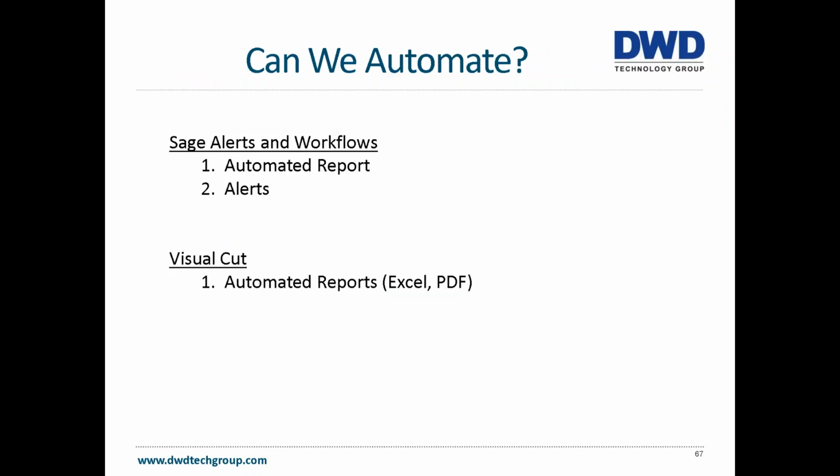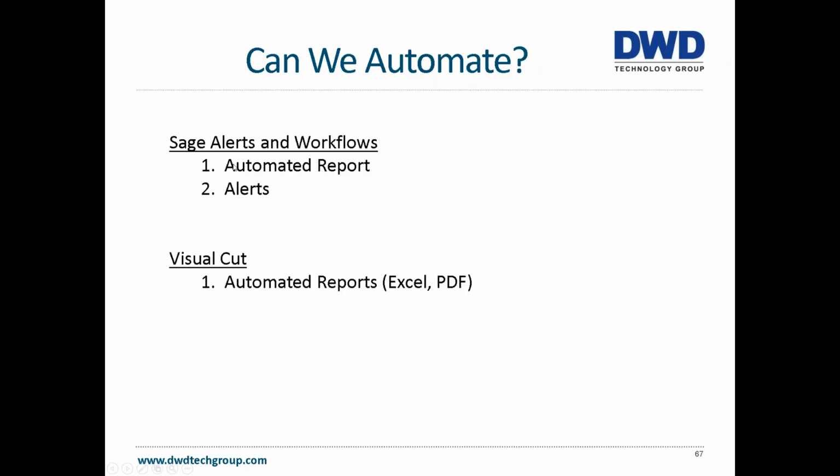And then can we automate? Well, yes, and we talked about that once before, Sage Alerts and Workflow. It's a great tool for automating reports. It's a great tool for automating alerts. Is it the only one? No. There's another one called Visual Cut. Its purpose is to automate reports, Excel to PDF, and it uses Crystal Reports. You design the report in Crystal, it runs them, and then it can create a file or send an email with an Excel or PDF attached of that report.